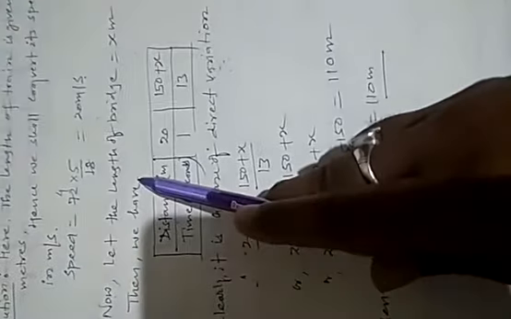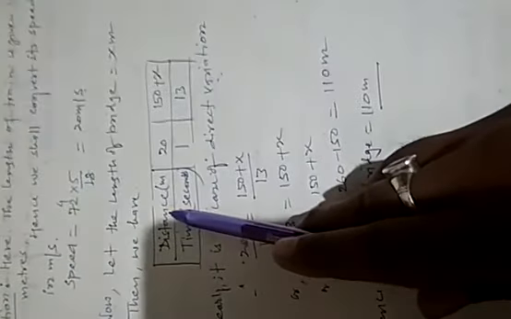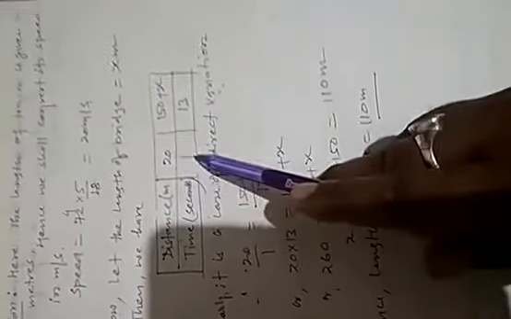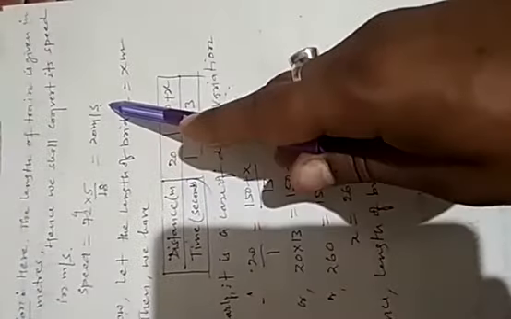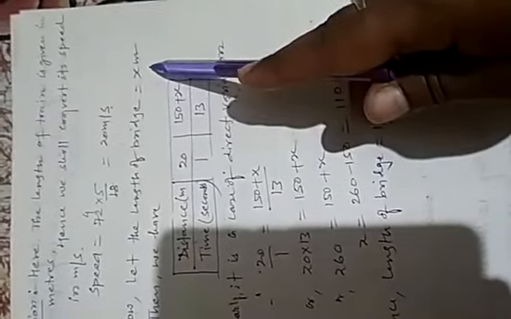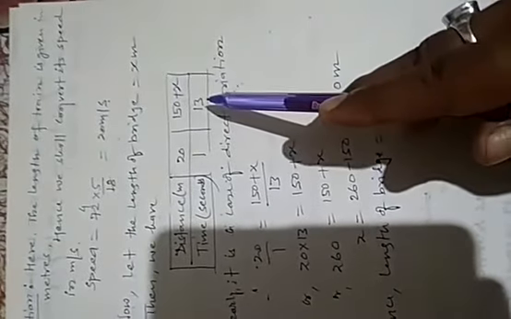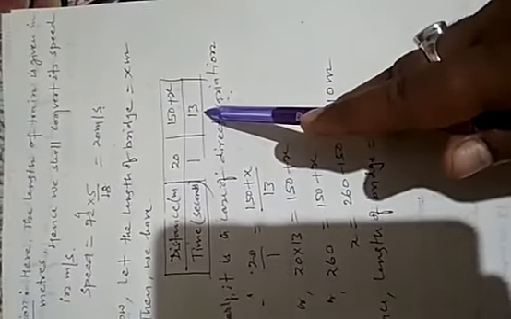Then we have distance 20 meter, time 1 second, 20 meter per second. Let the length of bridge be x, then total distance is equal to 150 plus x, time 13 seconds.